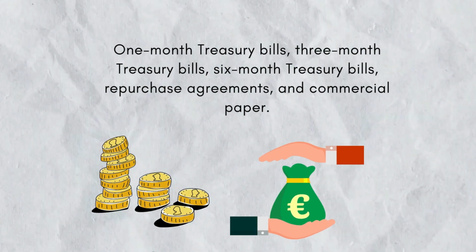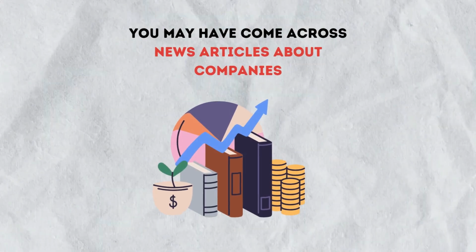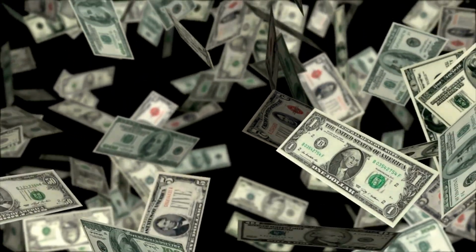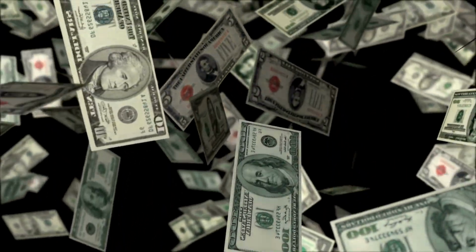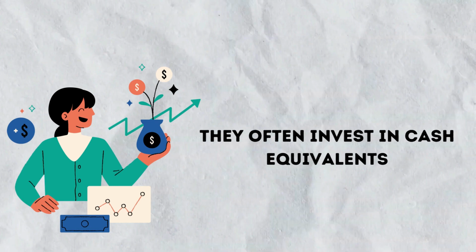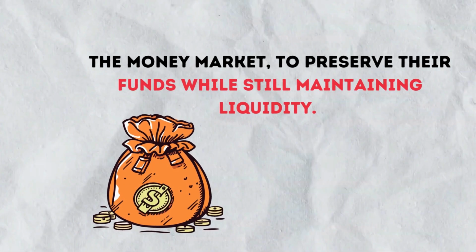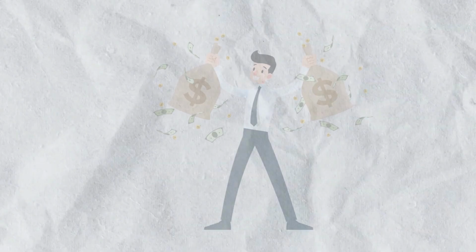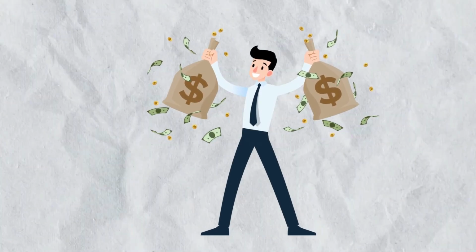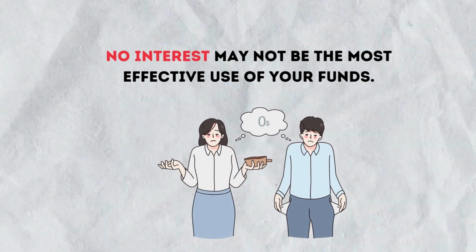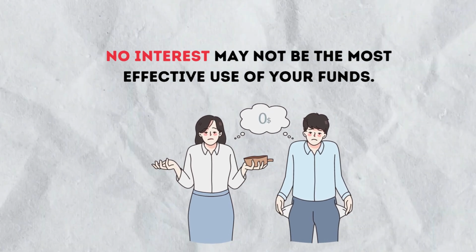and commercial paper. You may have come across news articles about companies such as Apple sitting on substantial amounts of cash. These companies don't typically keep that cash in a regular bank account due to the lack of interest earnings. Instead, they often invest in cash equivalents, such as the money market, to preserve their funds while still maintaining liquidity. As an individual investor, holding on to large sums of cash in a bank account that generates little to no interest may not be the most effective use of your funds.